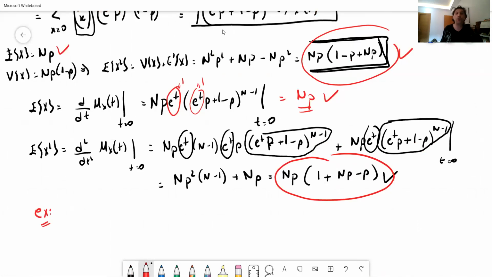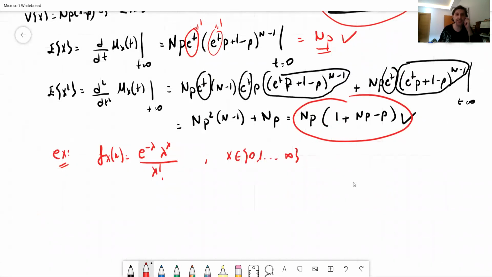Let's continue this on another example, for instance, the Poisson distribution. For the Poisson distribution, our probability mass function is, let's take the capital T, the time interval, to be equal to 1 to make life easier for us, exponential minus lambda, lambda to the power x over x factorial, with x from 0, 1 to plus infinity. What we are interested in here is to find the expected value of x, and we know already that this is equal to lambda. So let's prove that this is the case.